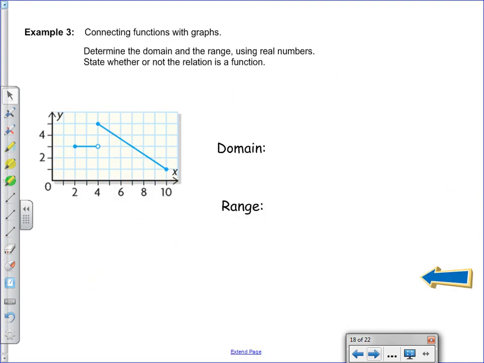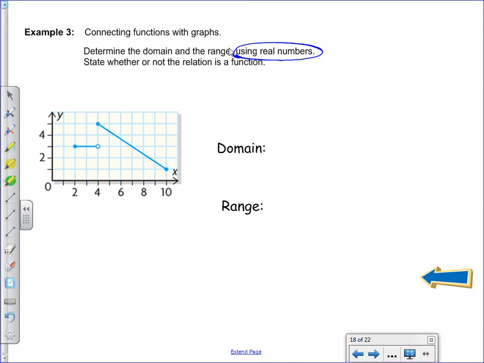Okay. My domain here, this is where it gets a little bit tricky. Connecting functions with graphs, determine the domain and range using real numbers. Okay, real numbers here. When we're talking about a graph, we're not just talking about 4, 5, 6, 7, 8, 9, 10. We're talking about everything in between because there is a line that connects them. So that includes decimal numbers.